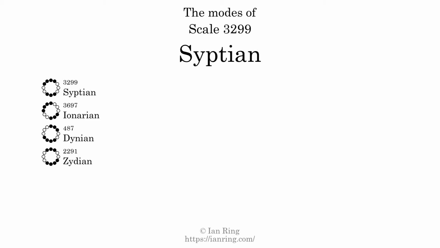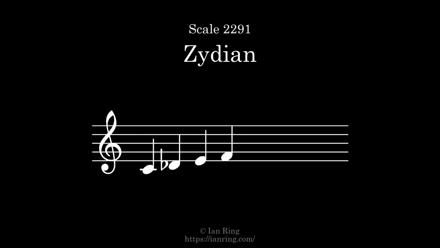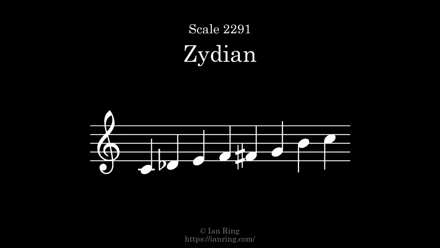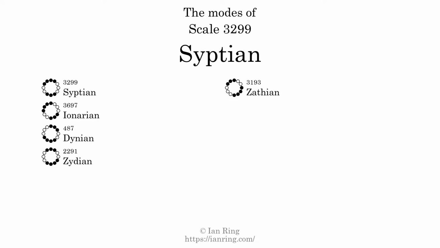The fourth mode is scale 2291, also known as Zydian. It sounds like this. The fifth mode is scale 3193, also known as Zathian. It sounds like this.